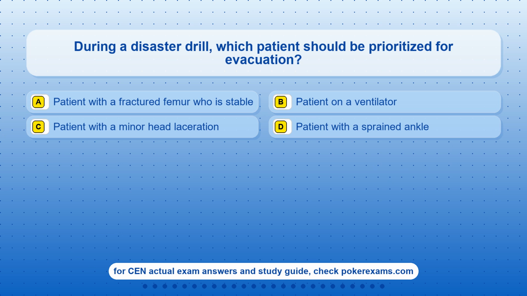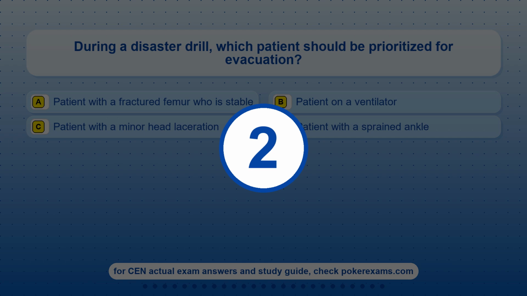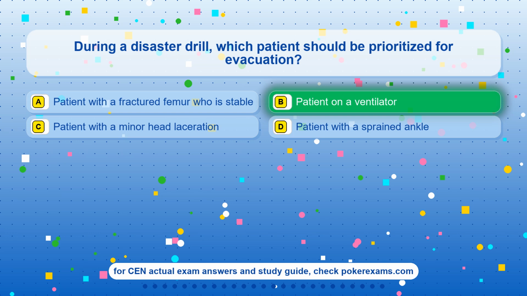Question 24. During a disaster drill, which patient should be prioritized for evacuation? Option A, patient with a fractured femur who is stable. Option B, patient on a ventilator. Option C, patient with a minor head laceration. Option D, patient with a sprained ankle. The correct answer is option B, patient on a ventilator.